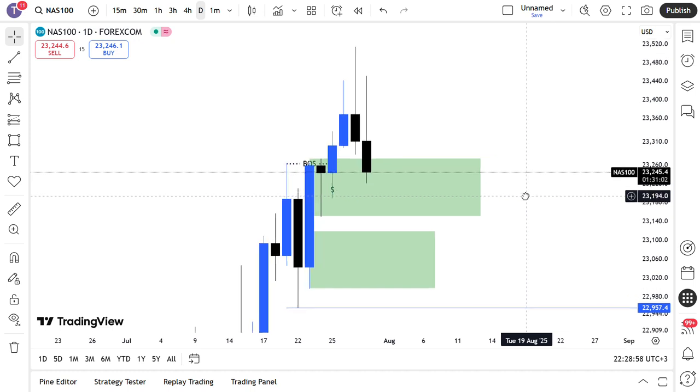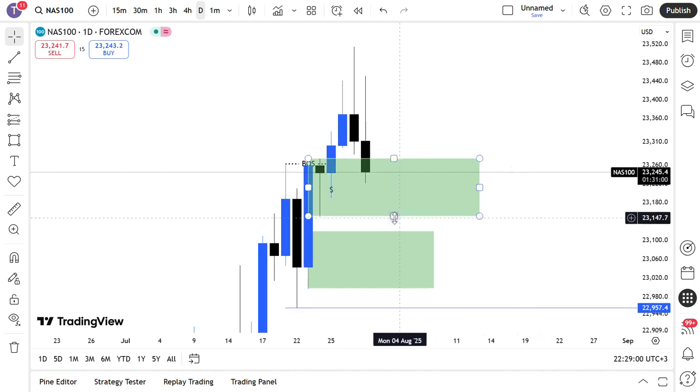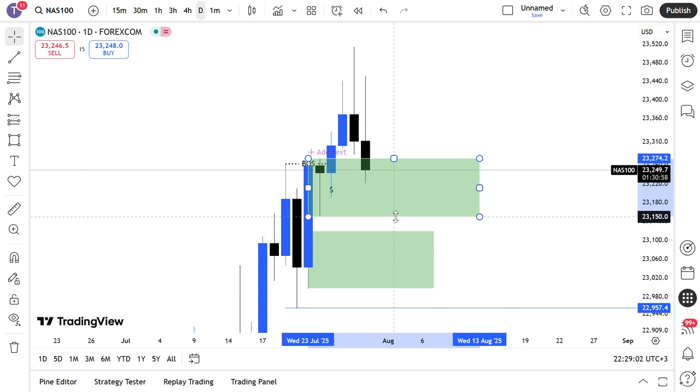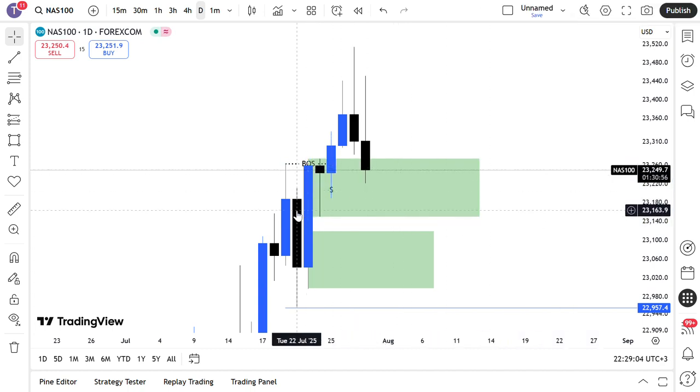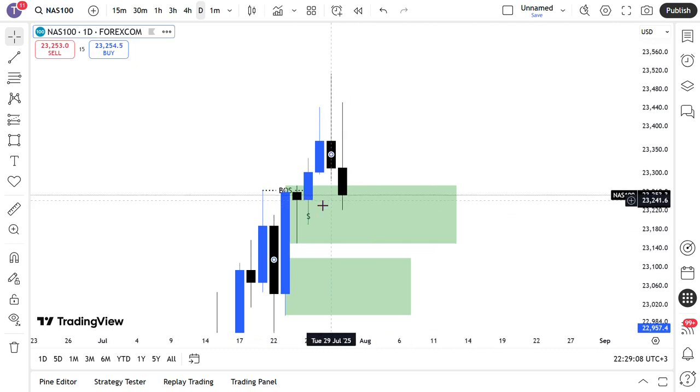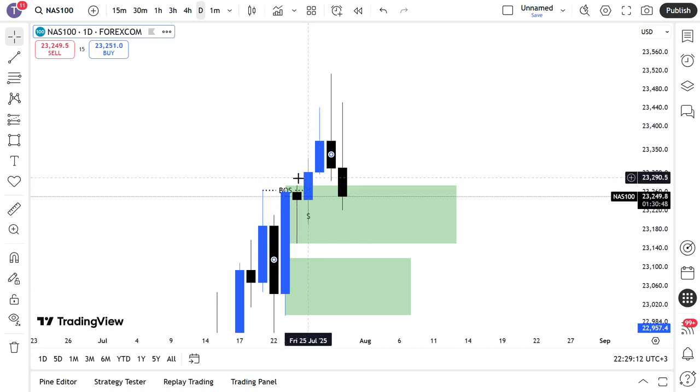So I expect price to react from inside here. That's why I see buys from this area. So you can see this week mitigated this order block, and this order block was left behind with a fair value gap.